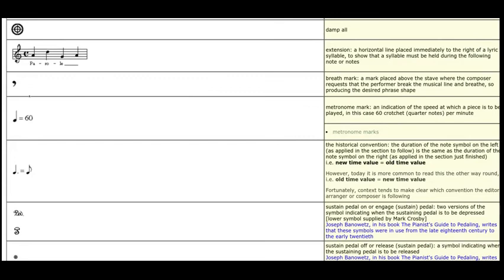I had a college professor who said breath marks are like cookies with a sign that says free cookies. If there's a sign that says free cookies, you take the cookie. Be rude not to. So the breath marks, you're supposed to take a breath.